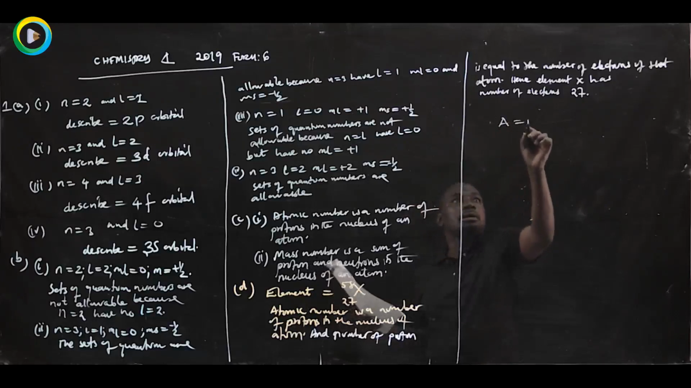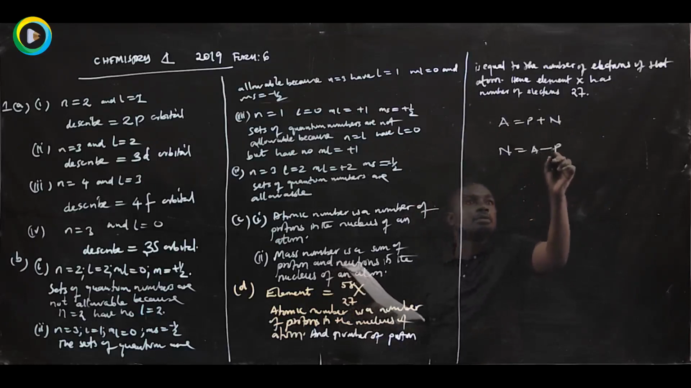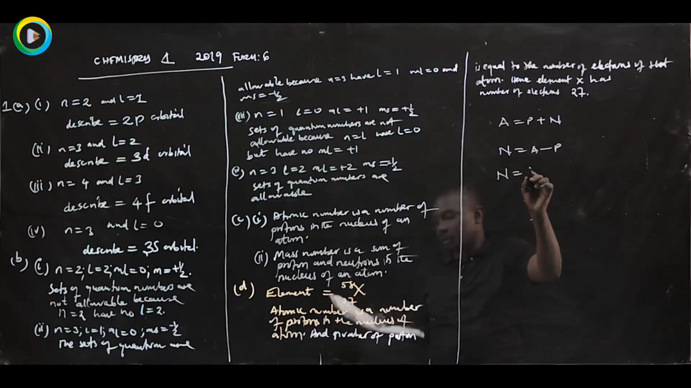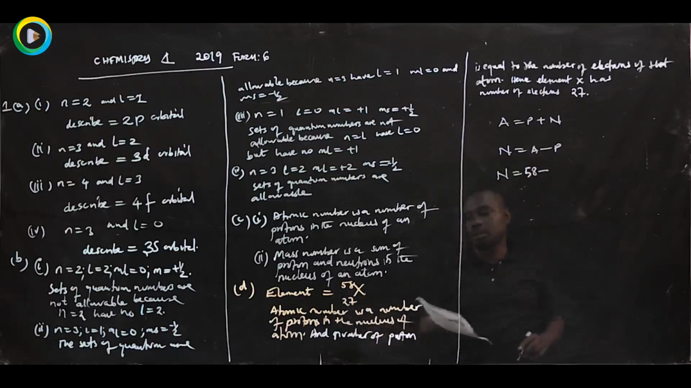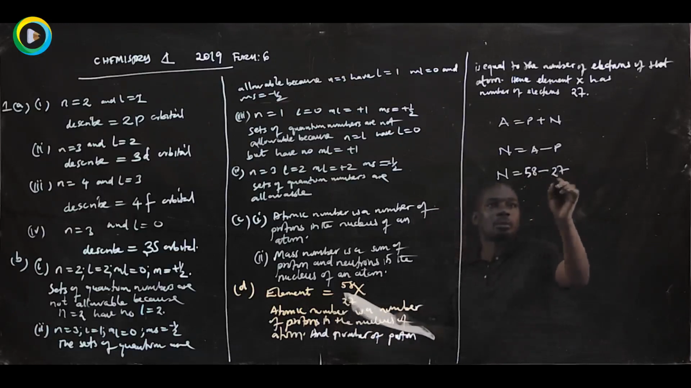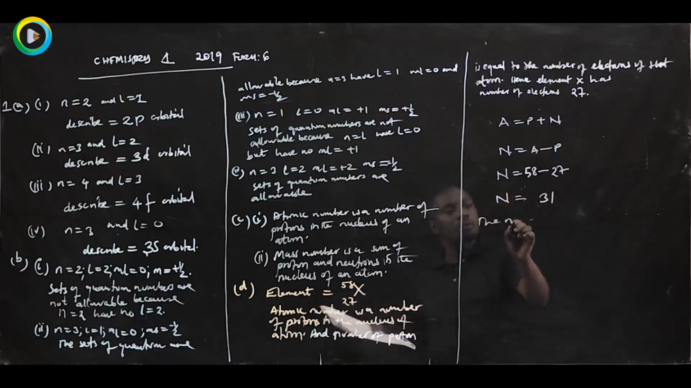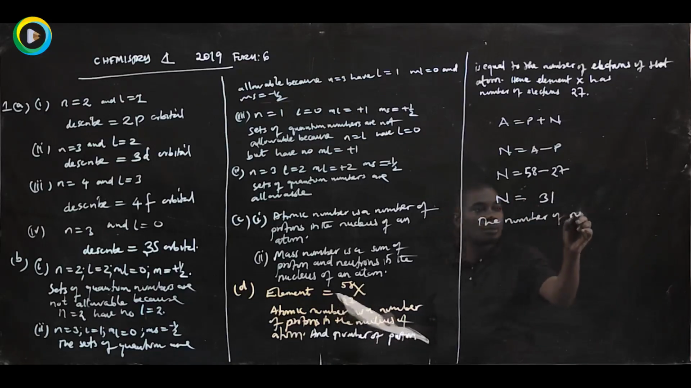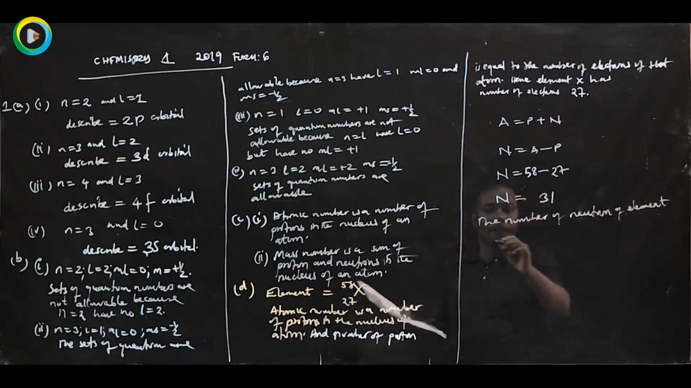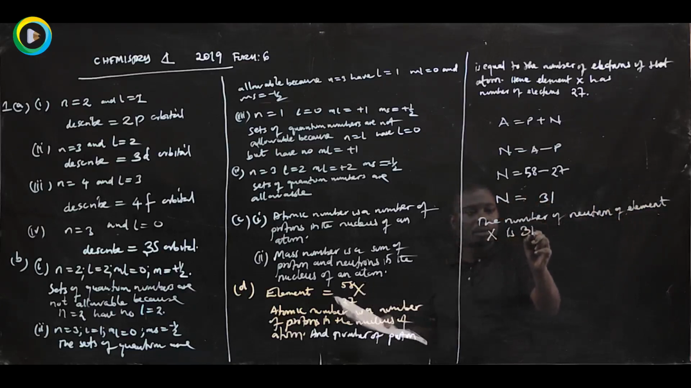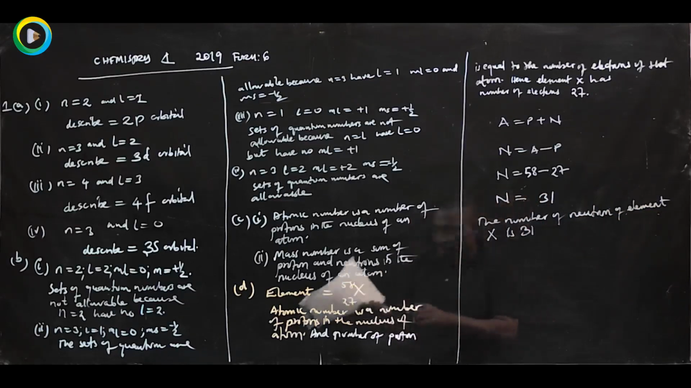Atomic mass is equal to proton plus neutron. Number of neutron is equal to atomic mass minus proton. Atomic mass of this element given 58. Number of proton 27. Number of neutron 31. The number of neutron of element X is 31.